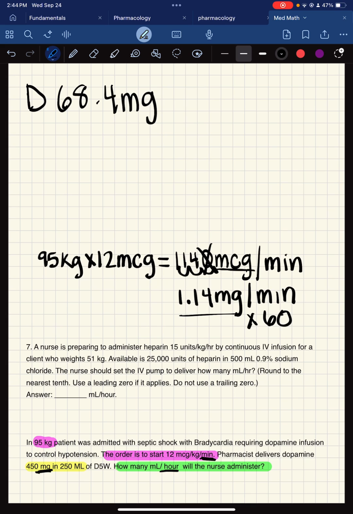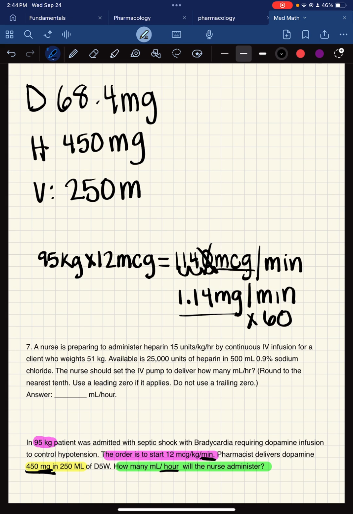Okay, and now what do we have on hand? What's on hand is what the pharmacy sent over. We have the 450 milligrams. What's our volume? The 250 ml. So right off the bat, you could see that this is going to be our formula. I'm just going to put random colors. Don't think it's color coded. So that's our formula, okay?